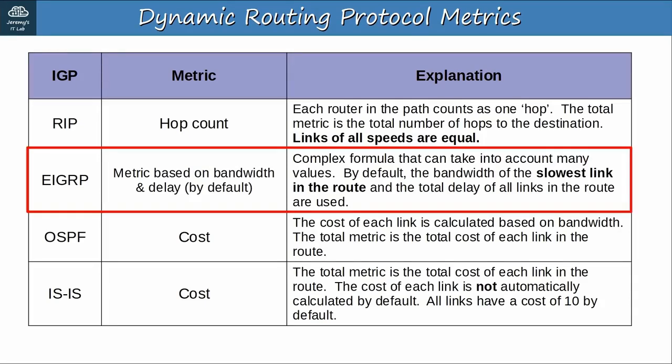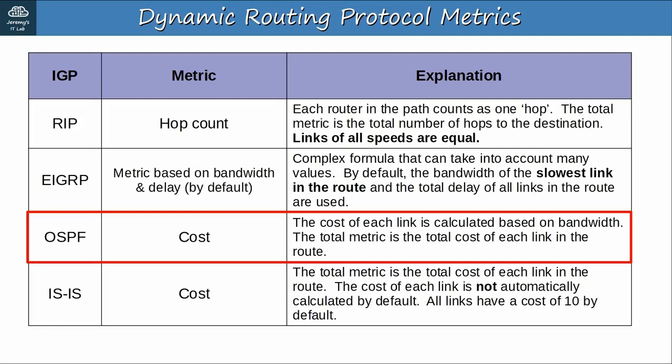EIGRP uses the most complicated metric of the IGPs, which is a calculation based on bandwidth and delay by default. However, with configuration, other factors can be calculated as well. One thing to note is that only the bandwidth of the slowest link in the route is used to calculate the metric, but the total delay values of all links in the path are used. This delay value is a little misleading, since by default it's a value assigned to the interface based on its bandwidth. Anyway, I'll talk more about this in the next video, when we go in more depth on EIGRP.